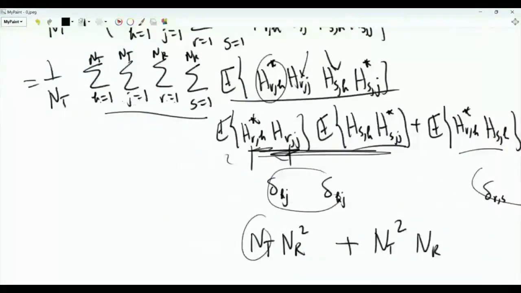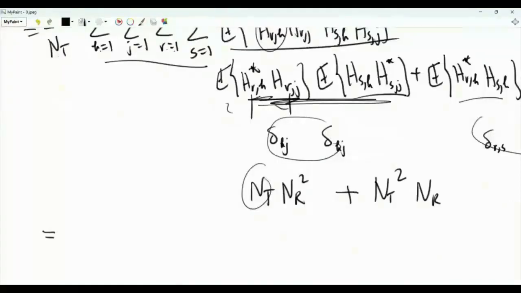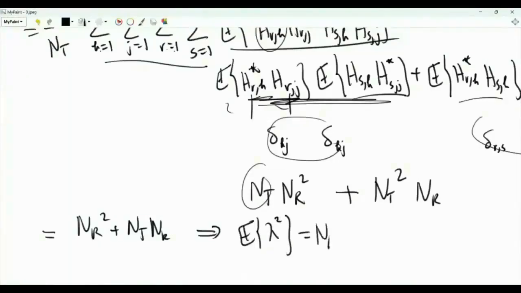This is the result of applying these sums. We finally divide by this nt. So we get nr squared plus nt nr. This means that the second moment of lambda squared is nr times (nr plus nt). Now we have our first and second moments of the random variable lambda.